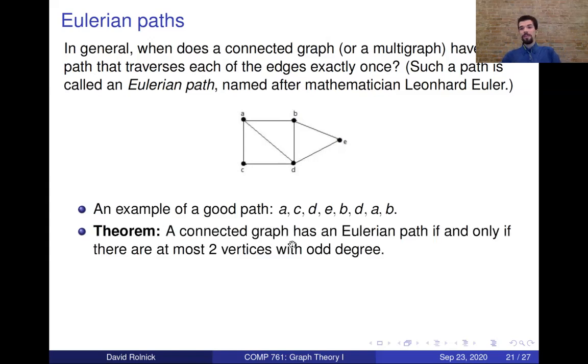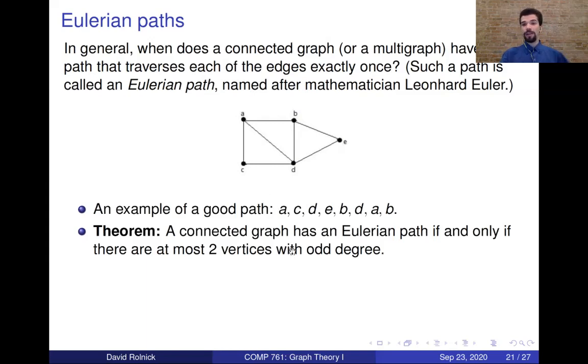Okay, so the theorem is that if and only if you have at most 2 vertices with odd degree, then there is an Eulerian path. So in this particular case, the number of vertices of odd degree is 3, 3, 2, 4, 2. So there are only 2 vertices with odd degree, so we're good. If you had 3 vertices of odd degree or 4 vertices of odd degree, that would be bad. Okay, it's a bit of a random condition. Why is that the case?